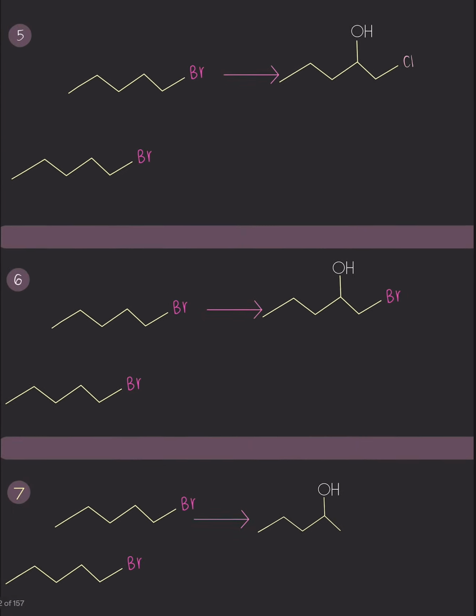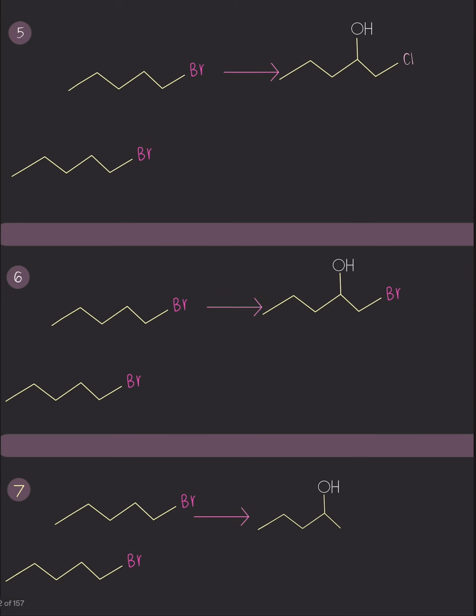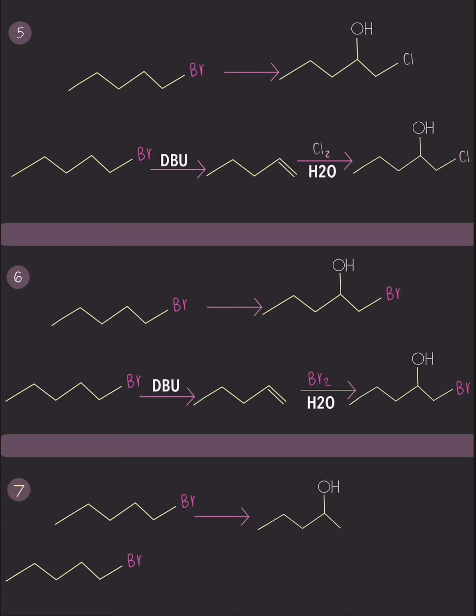What about in this reaction in number 5? Well, again, I could do DBU, I have my alkene, then if I do Cl2, H2O, I will end up with this product. Again, for Br, it would be the same thing except it would be Br2 instead of water, and I would have the product.